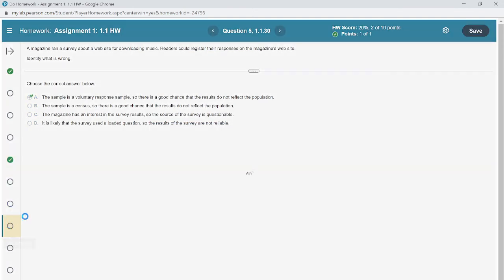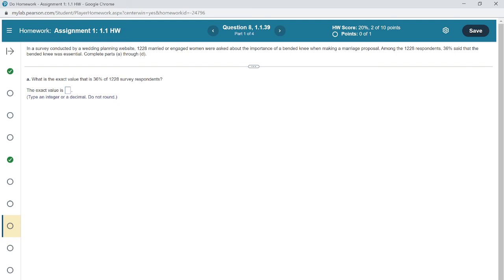Okay, let me just choose another question randomly here. In a survey conducted by a wedding planning website, 1228 married or engaged women were asked about the importance of a bended knee when making a marriage proposal. Among the 1228 respondents, 36% said that the bended knee was essential. So this is the information we have been given. Remember, the sample size is 1228, but the sample is coming from married or engaged women. So the first question is, what is the exact value that is 36% of the 1228 survey respondents.